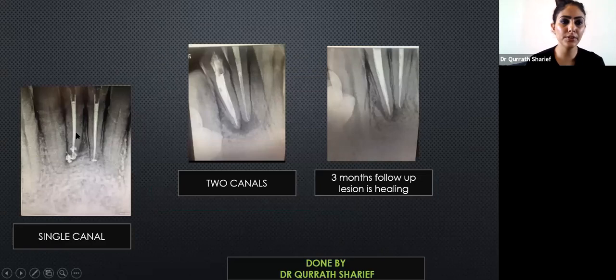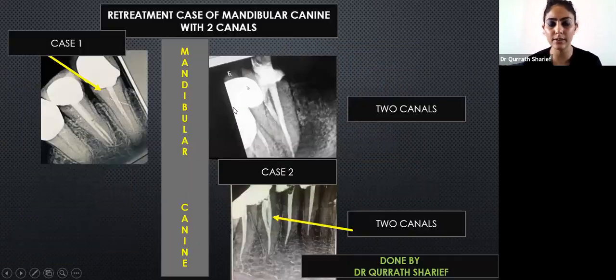So this is just to show that this is a single canal. If you see here, there are two canals. Again, if you see, there is a periapical radiolucency. See the 3 months follow-up, how this has been reduced. It has been enormously reduced. So this is very important. When you miss this, then it becomes very difficult for the lesion to heal. It will never heal. So it's very important that you respect the internal anatomy.